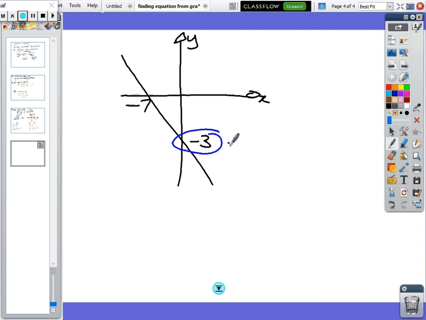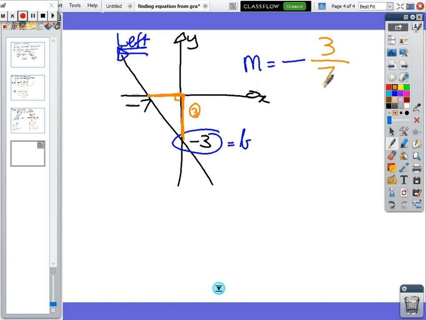Okay, that number there is the b. The line is heading to the left, so the gradient is going to be a negative number. You make your triangle. So the rise is 3. The run is 7. You don't worry about these negative signs. Okay, the rise is 3, the run is 7. It's heading to the left, so it's a negative. b equals minus 3, and so the answer is minus 3/7 x minus 3.